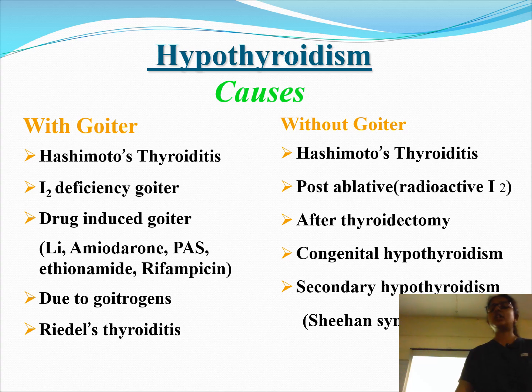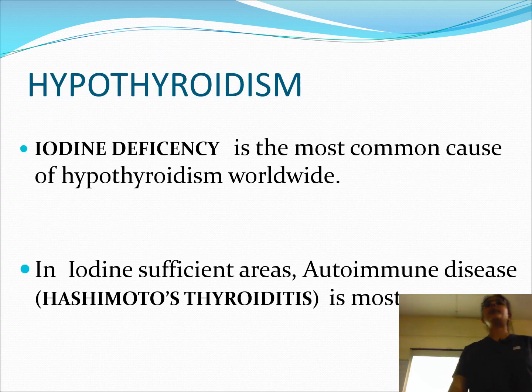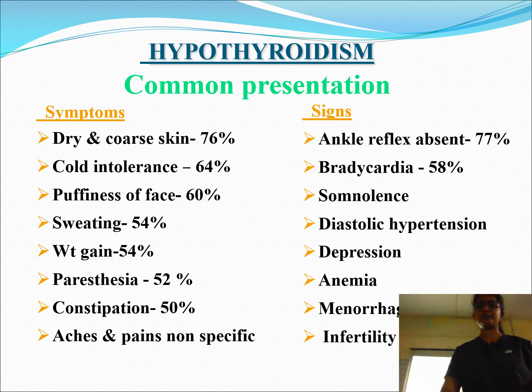Without goiter, the causes are Hashimoto's thyroiditis, post-ablative radioactive iodine, and after thyroidectomy, congenital hypothyroidism, secondary hypothyroidism like Sheehan syndrome. These are the causes of hypothyroidism. In hypothyroidism, iodine deficiency is the most common cause. In iodine sufficient areas, Hashimoto's thyroiditis is the most common cause of hypothyroidism.